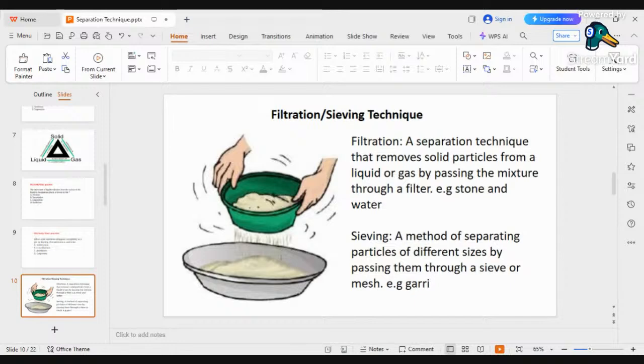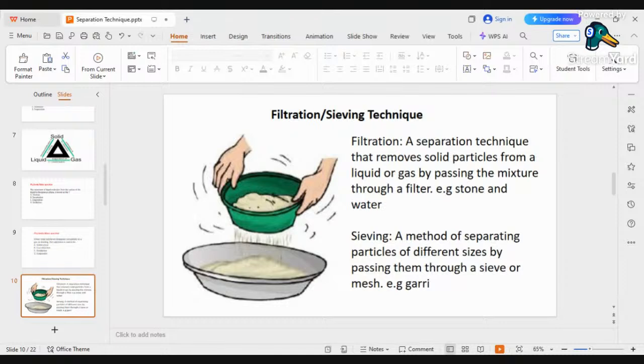Now moving forward, the next thing we'll talk about is filtration. The second separating technique we talk about is filtration, or sieving. For example, if I have stone and water and I want to separate them, what do I do? I simply filter out the water and remove the stone. That thing I just said is filtration.